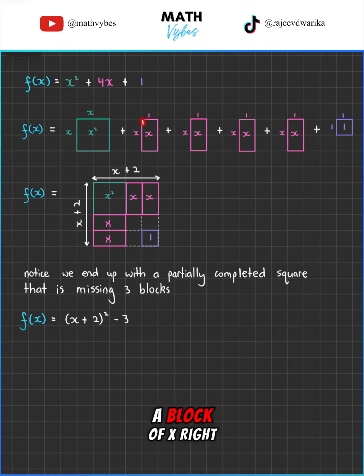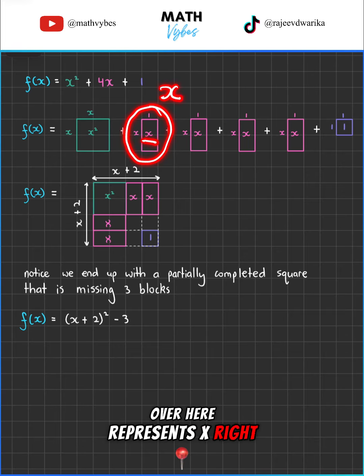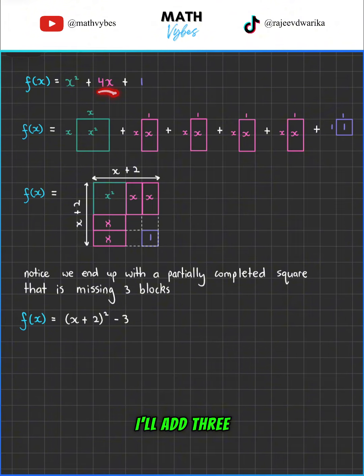So if I want to make a block of x, this dimension would have to be x, and the top dimension would have to be 1. Why am I saying this? Because what's 1 by x? X. So this block over here represents x, right? But we have 4 x's, so I'll add 3 more x blocks to get back the 4x.